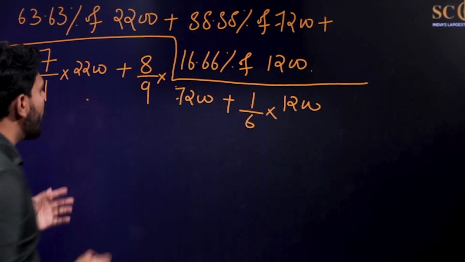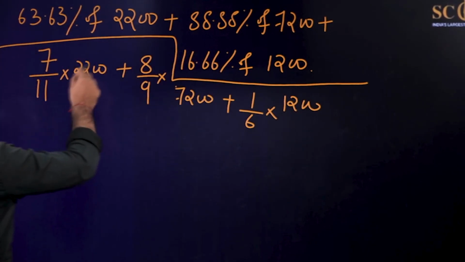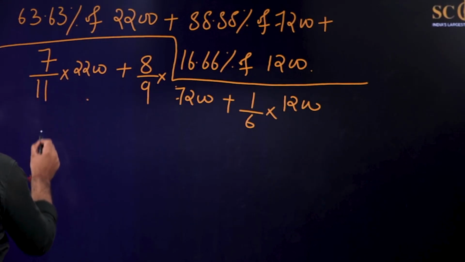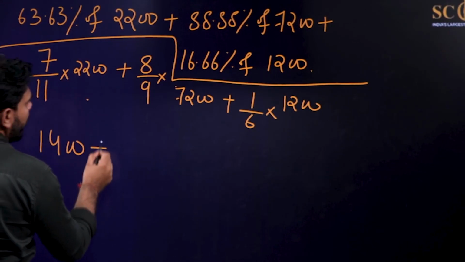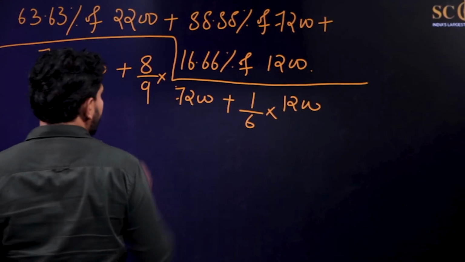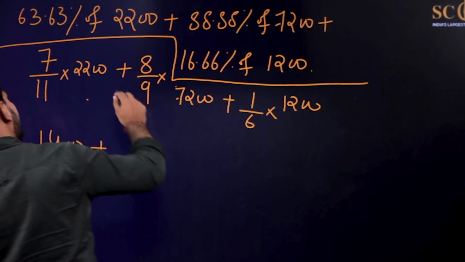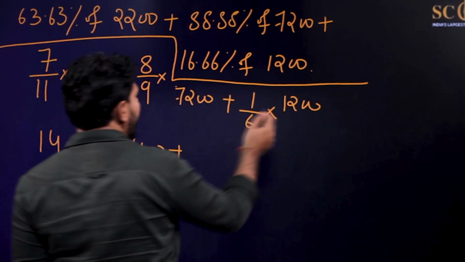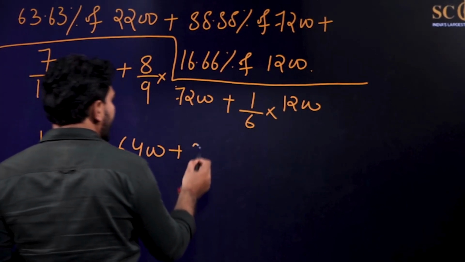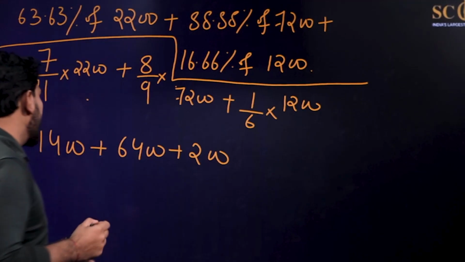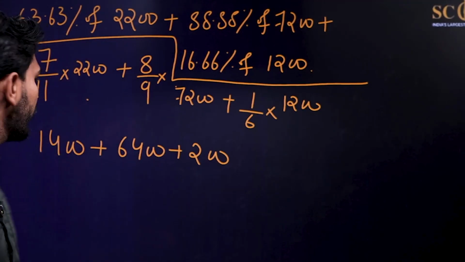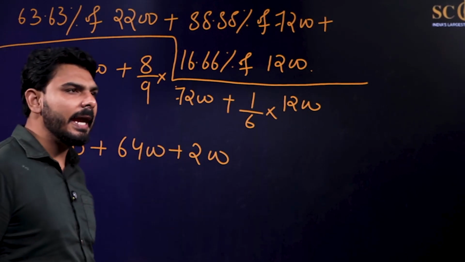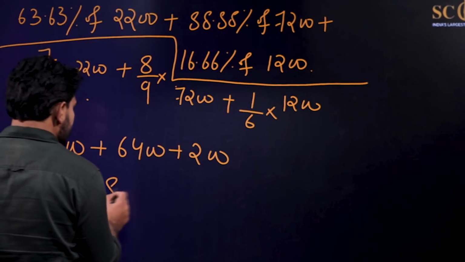Now, if you just solve it, what will you get? You will just divide 22 with 11, you will get 200. 200 multiplied by 7, you will get 1400. Plus, if you divide 7200 with 9, you will get 800. 800 multiplied by 8 is 6400. Plus, if you divide 12 with 6, you will get 2, so the answer here is 200. If you just add all of these values, what will you get? 64 plus 14 is 78. 78 plus 2 is 80. So your answer will be 8000.